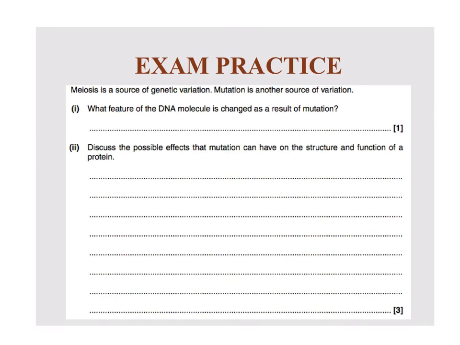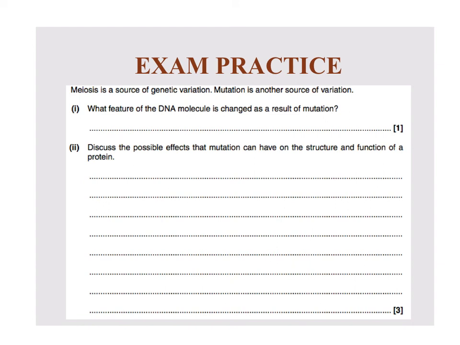Here's a completely separate question. Meiosis is a source of genetic variation. Mutation is another source of genetic variation. What feature of the DNA molecule is changed as a result of mutation? And then part 2: discuss the possible effects that mutation can have on the structure and function of a protein. So the first question, about what feature of the DNA molecule, is 1 mark. Spend some time, maybe a minute or so. It should be quite simple.